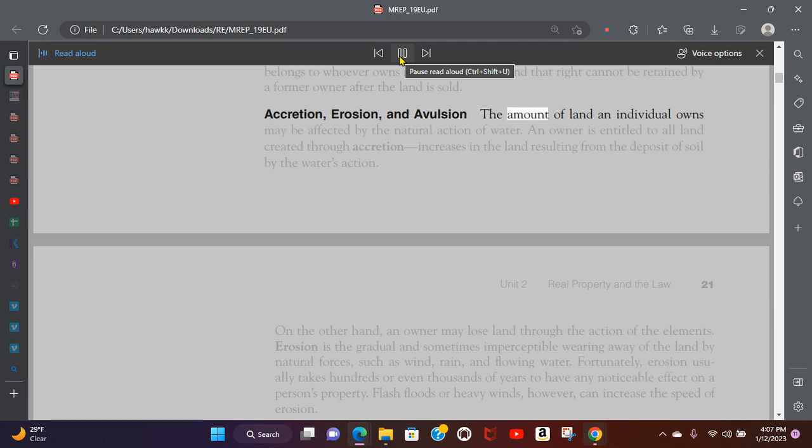Accretion, erosion, and avulsion. The amount of land an individual owns may be affected by the natural action of water. An owner is entitled to all land created through accretion, increases in the land resulting from the deposit of soil by the water's action.